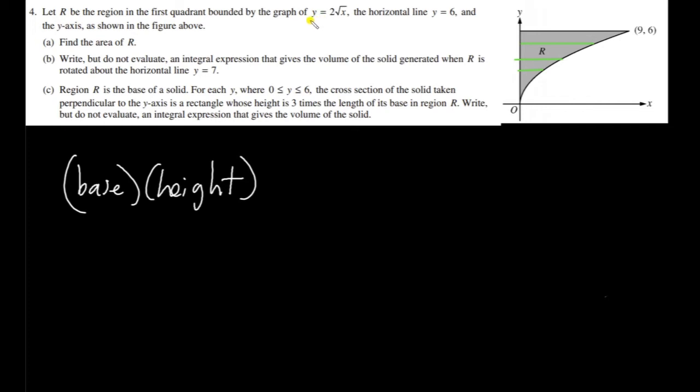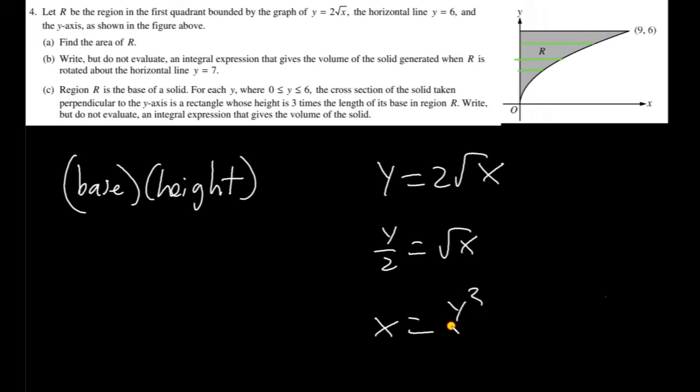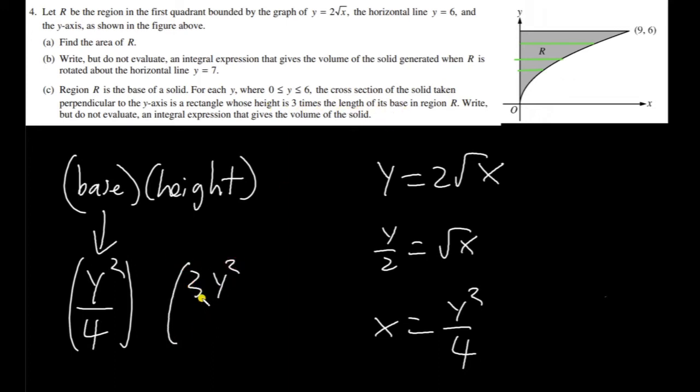But the problem is this is giving us the y value. So we need to take y equals 2 square root of x and solve this in terms of x. So we'll divide by 2, we'll get y over 2 equals square root of x, and we'll square it to get x equals y squared over 4. Okay, so that gives us this distance, that gives us the base of our rectangle. So I will fill this in with y squared over 4, and then what's our height? Well, we know the height is 3 times the length of the base, so it's going to give us 3y squared over 4.